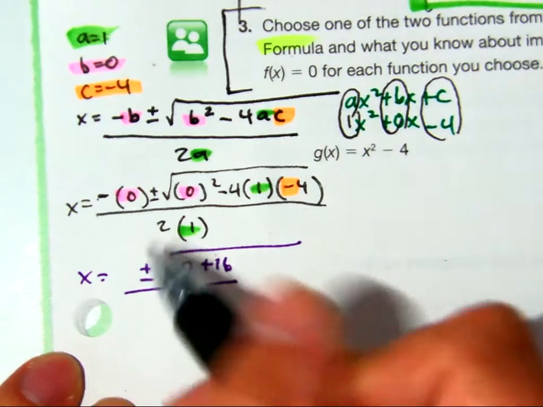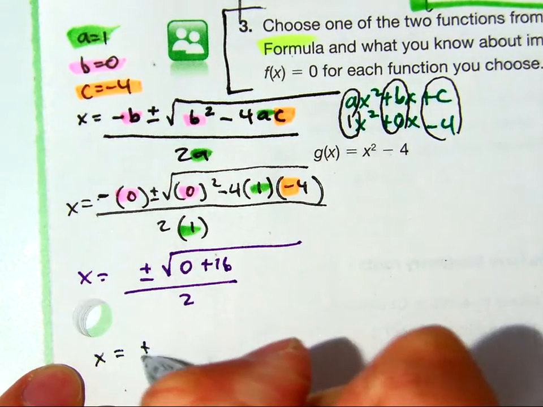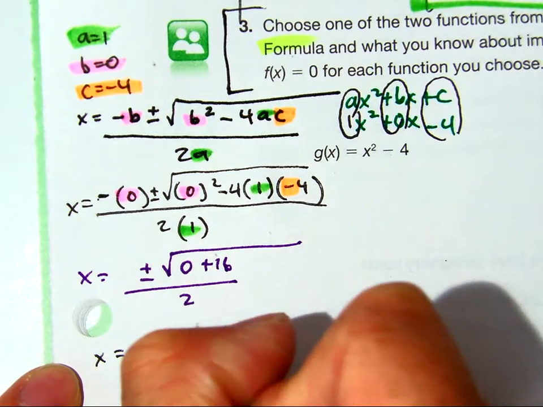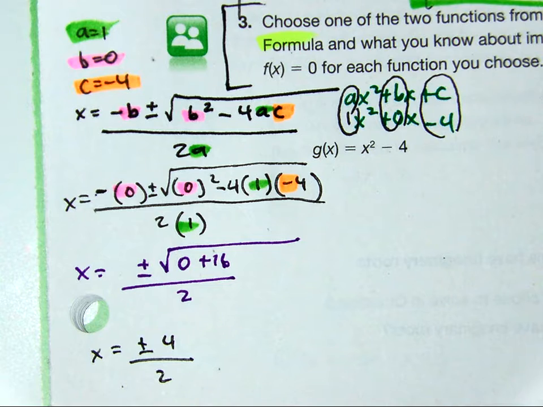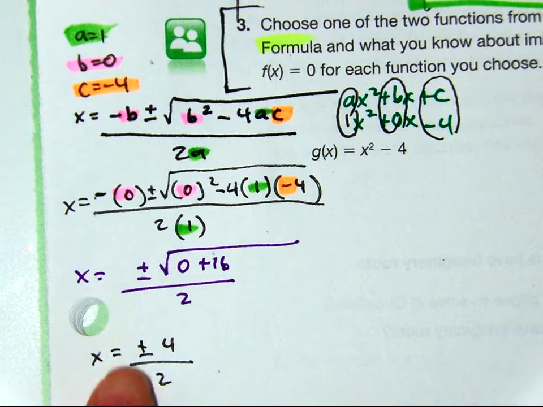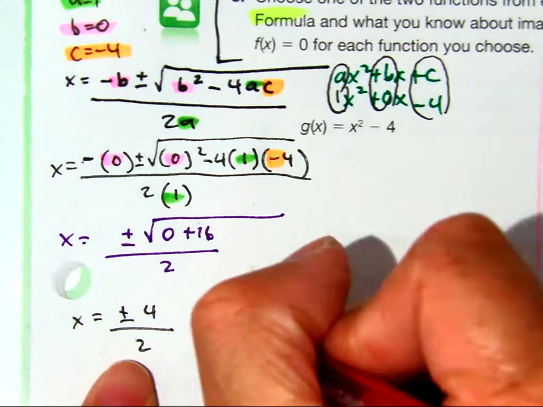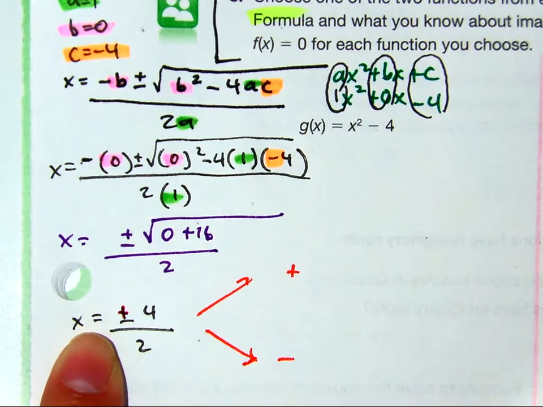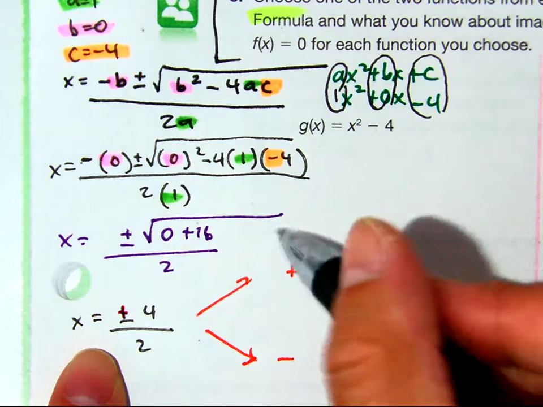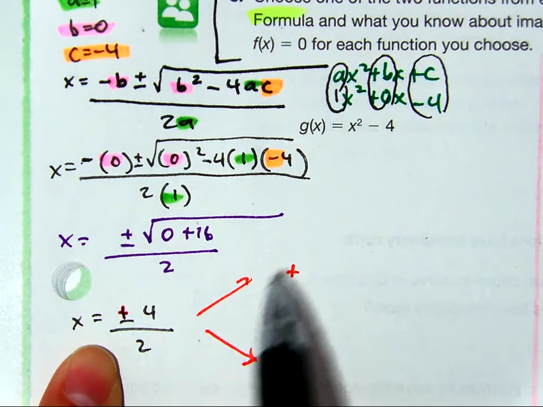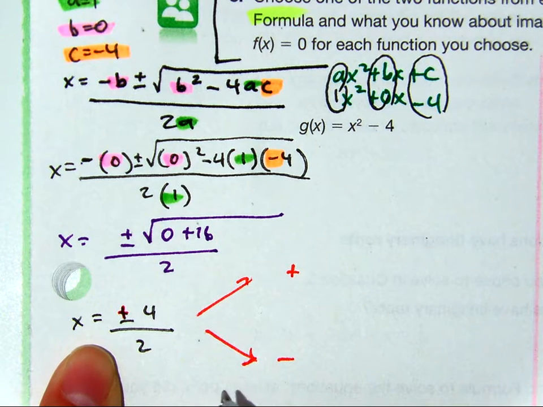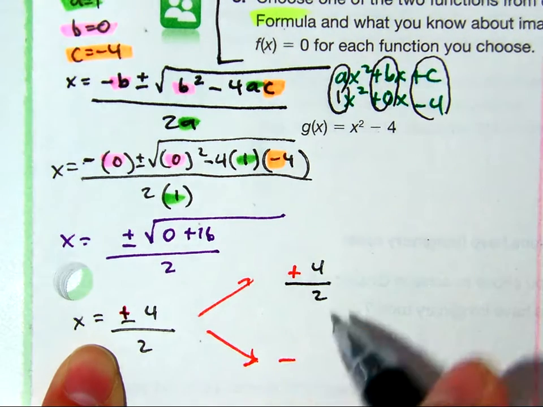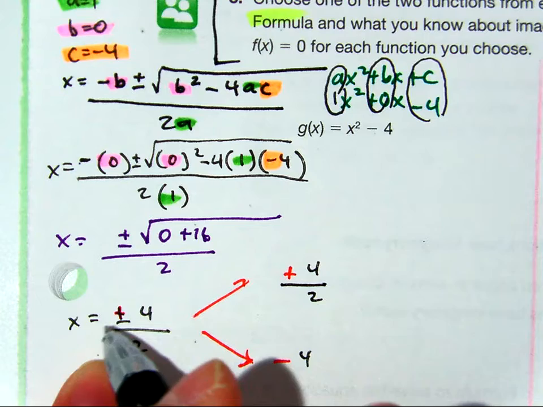Class, 0 plus 16? And what's the square root of 16? 4. Now, if you don't know what this symbol means, it means both one positive and one negative. Everyone say split. I'm only going to split the problem at the end. Class, when do you split? So this is a positive 4 over 2, and this is a negative 4 over 2.